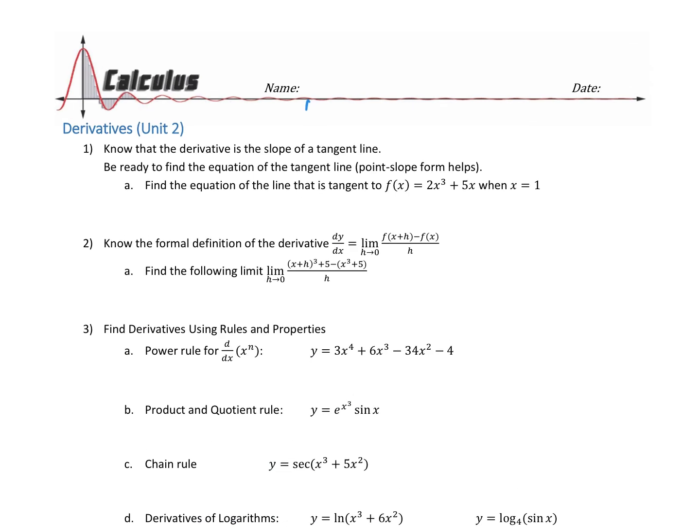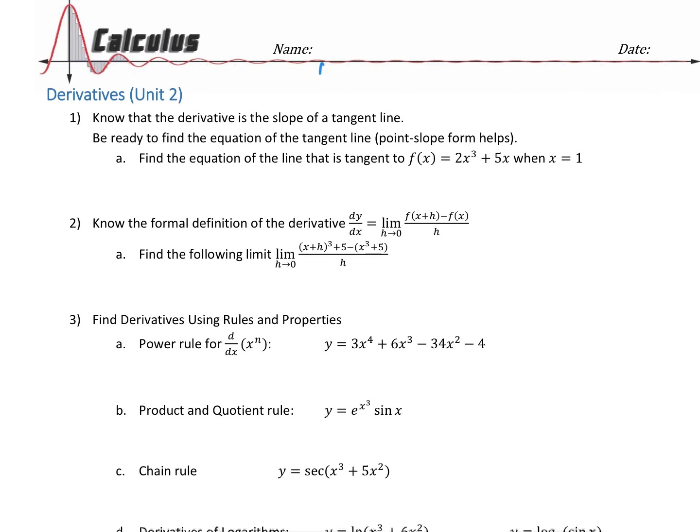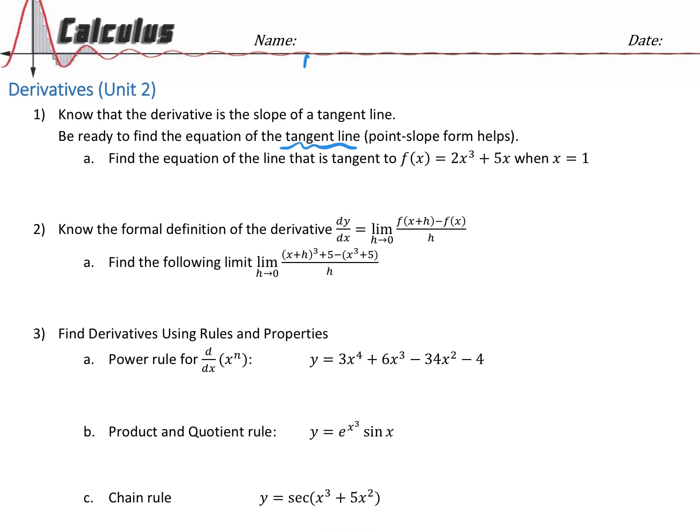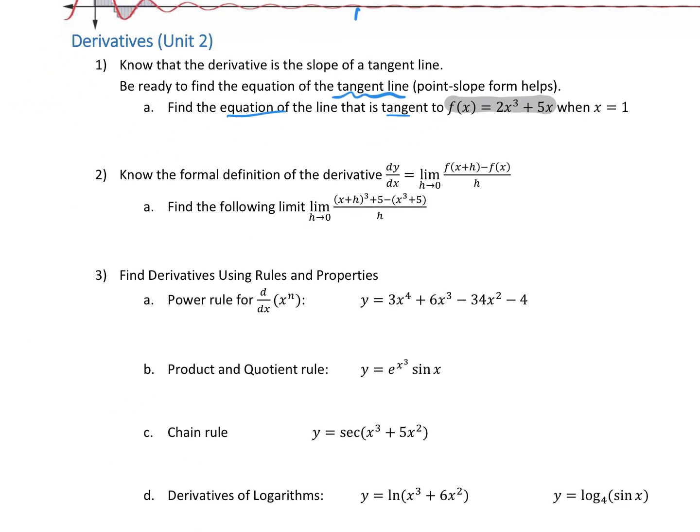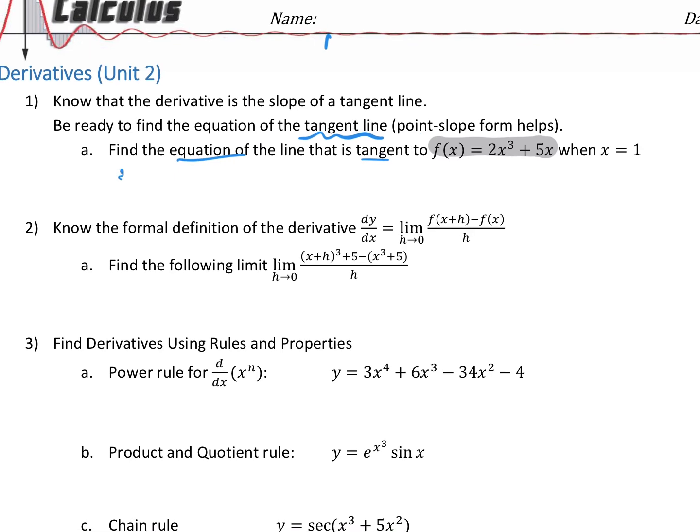All right, time for some derivatives here. So finding a tangent line. Tangent line means we need to find the slope and a point on the line. So suppose we have an equation, f of x equals 2x to the third plus 5x, and we want to find the equation of the line that's tangent to that. Well, first thing we need is a y value. So f of 1 is 2 times 1 cubed plus 5 times 1, which is 7. So that means we've got the point 1 comma 7 that we're going through.